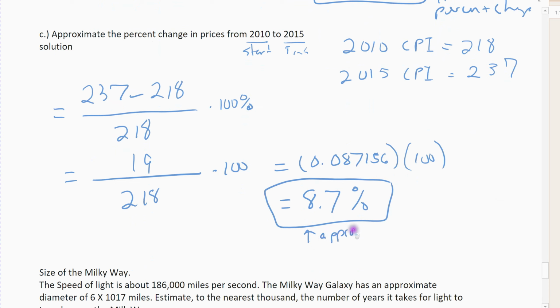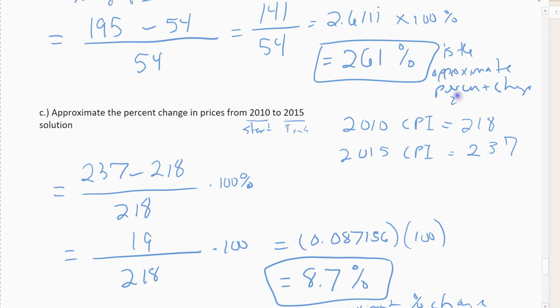This is the approximate percent change from 2010 to 2015, which was a lot smaller than the percent change from 1975 to 2005.